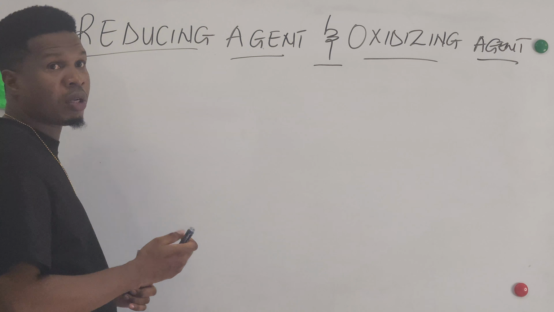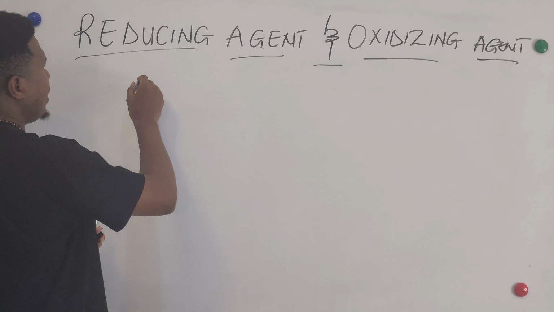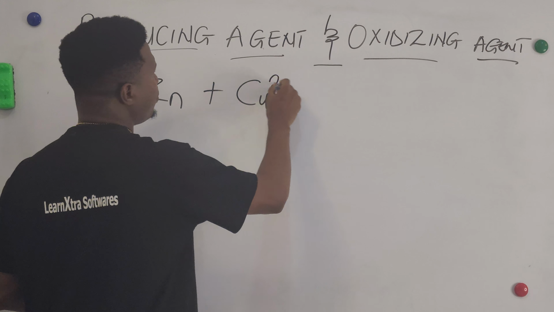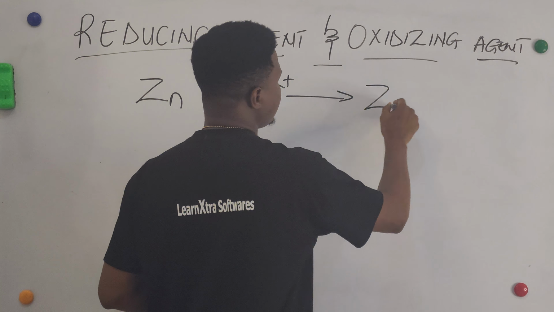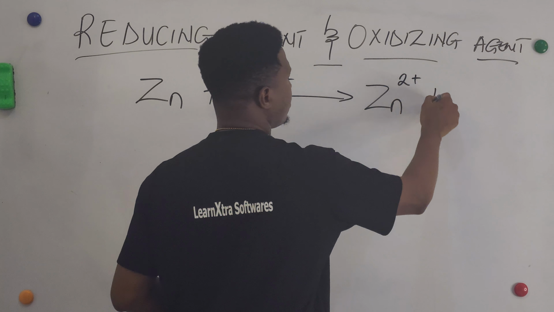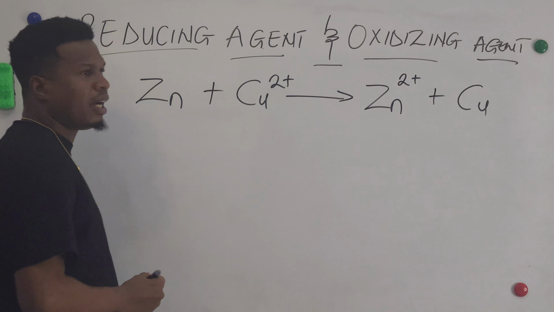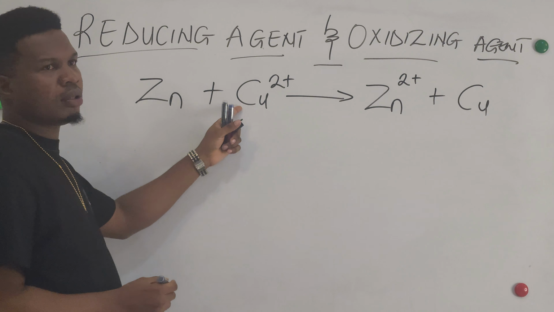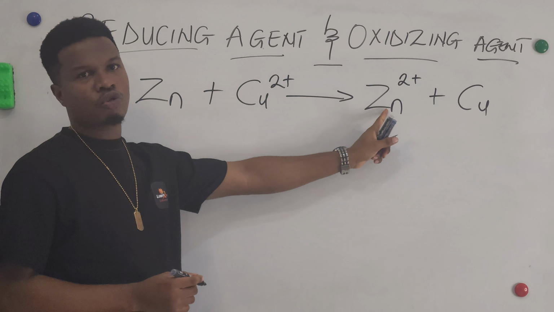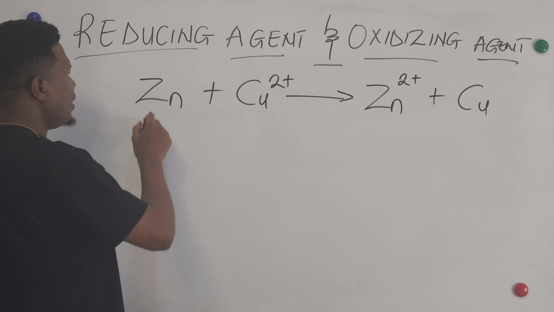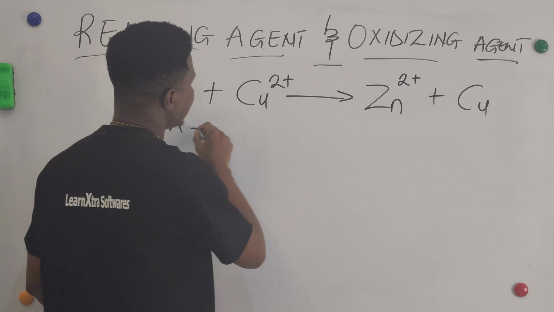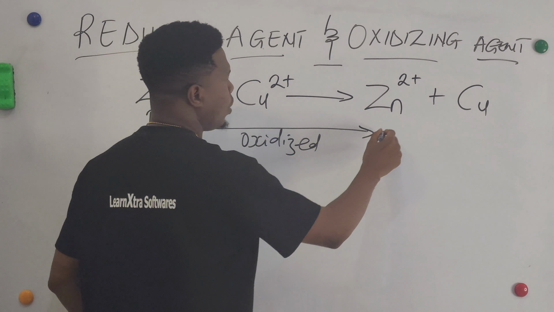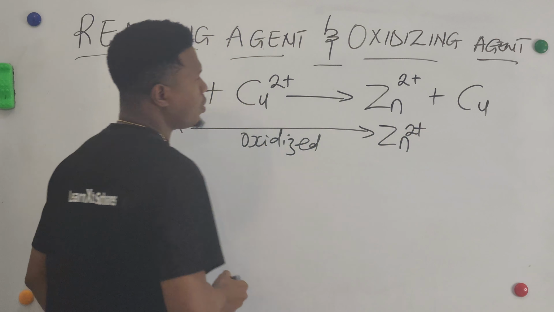For example, let me just explain what it means. Let's say we have zinc plus copper 2 plus to give us zinc 2 plus and copper. And look at this reaction. Zinc donated 2 electrons to copper, okay, to become zinc 2 plus. So zinc is the reducing agent and it is oxidized to what? Zinc 2 plus.